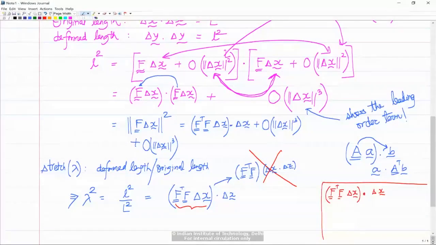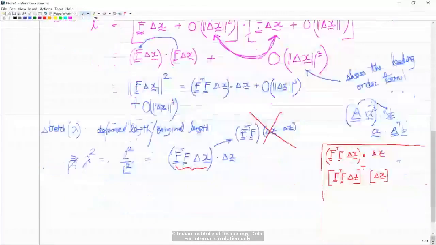But you remember A dot B, how did you write it? Take the transpose of the first one and then multiply with B. You remember? For the tensor product, you have to take the transpose of the second one. But for the dot product, you have to take the transpose of the first one. So that means find out the matrix form of the first vector and take its transpose and then multiply with the matrix form of the second vector.